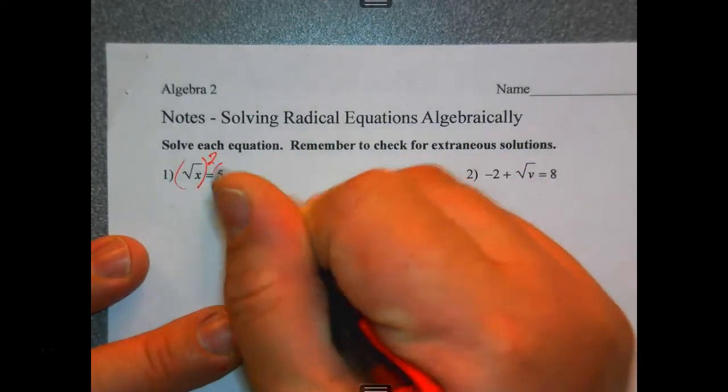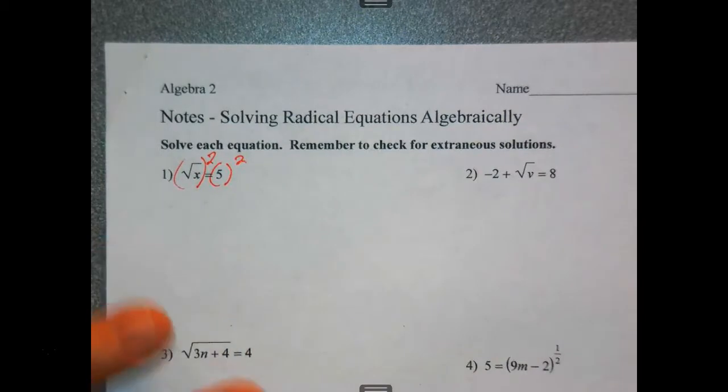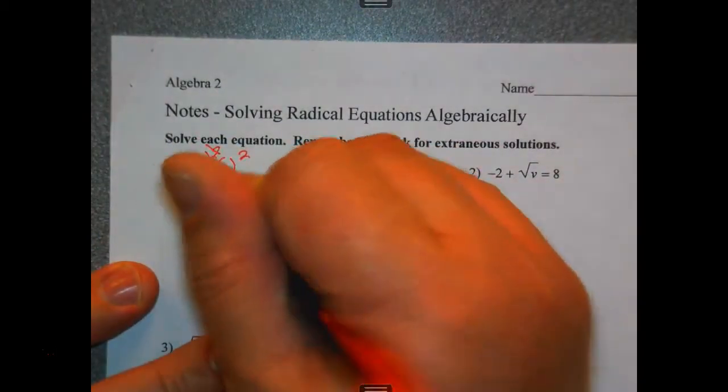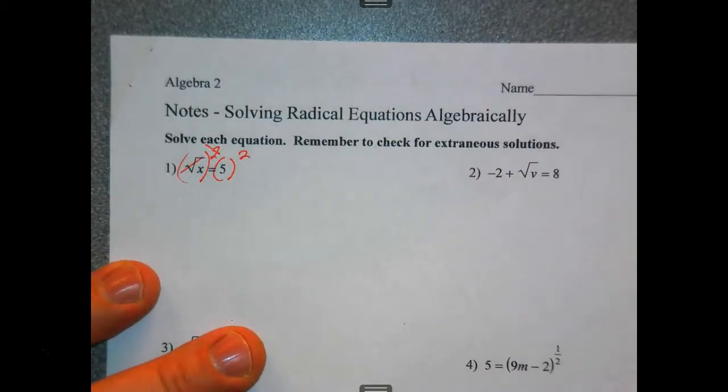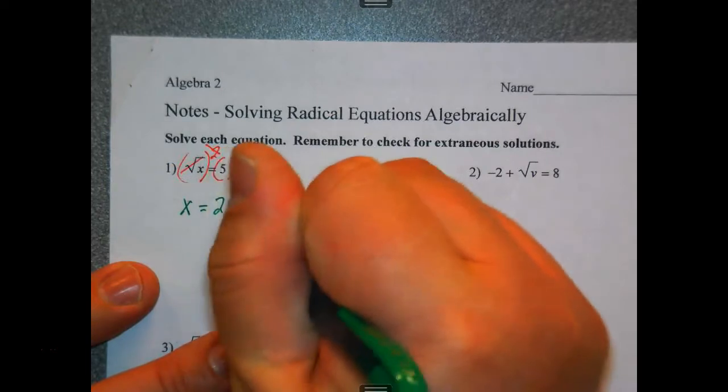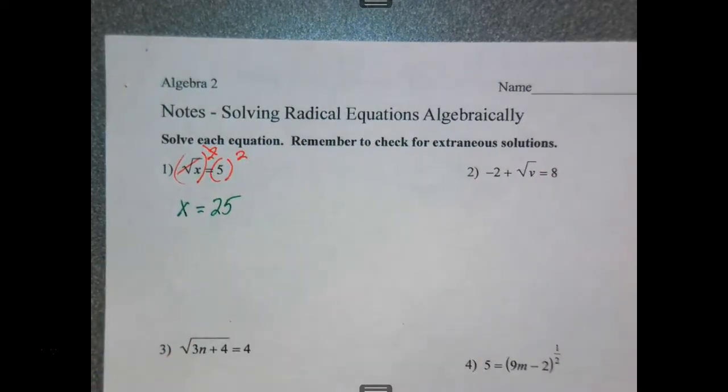That's right, raise it to the power 2. So the power 2 cancels out the radical. I get x, and 5 squared is 25. Now, when we do this algebraically, we can end up with an extraneous solution. So you have to check your answers.